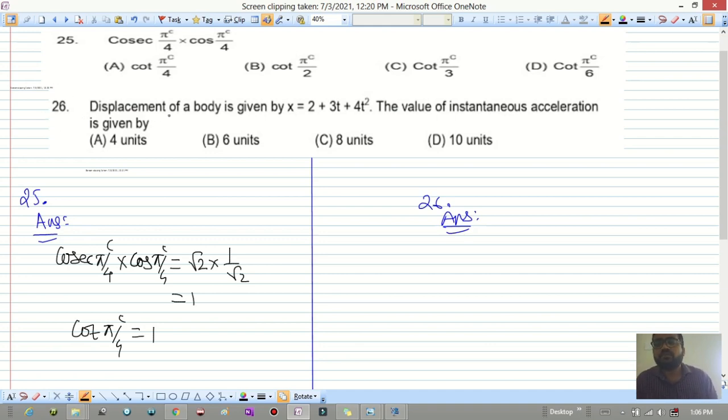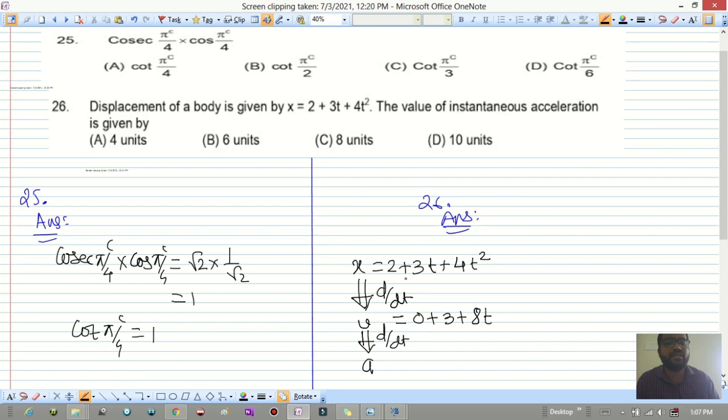26th now, displacement of a body is given by x is equal to 2 plus 3t plus 4t squared. The value of instantaneous acceleration is given by, so if you differentiate the displacement one time with respect to time, you will get velocity, and if you differentiate velocity with respect to time one time, you will get acceleration. So if you differentiate, this is 0 plus 3 plus 8t, yeah?